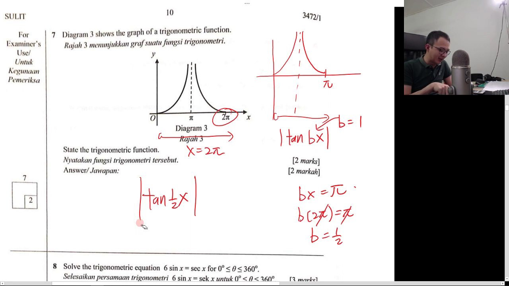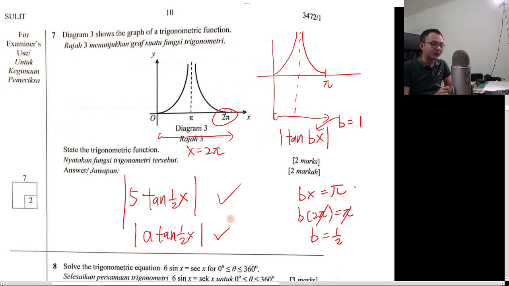Of course, you might ask, can I add an amplitude for it? 5 tangent half x. Yes, you can. So the answer should be able to accept tangent half x. You can write any value for a and you will be correct. Or even if you don't write a, it doesn't matter. The b value determines how many cycles you have in one pi. Something like that. B has something to do with the period.